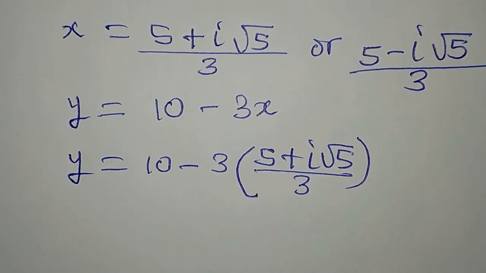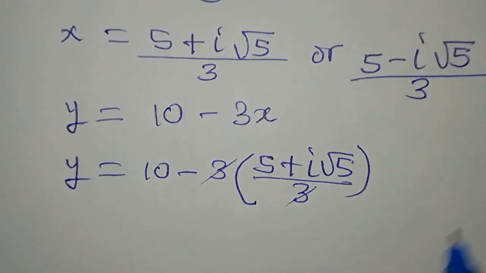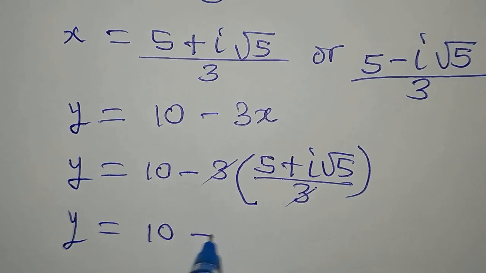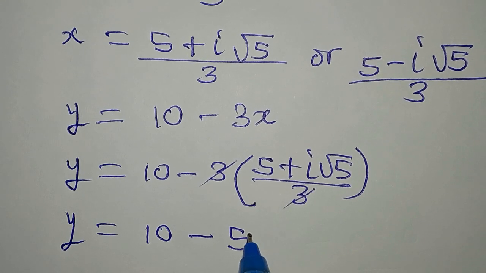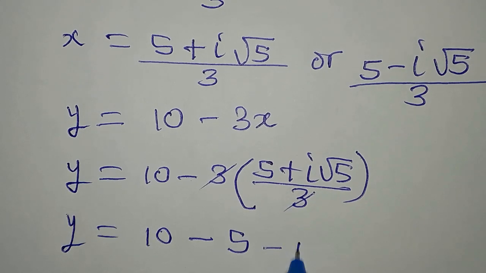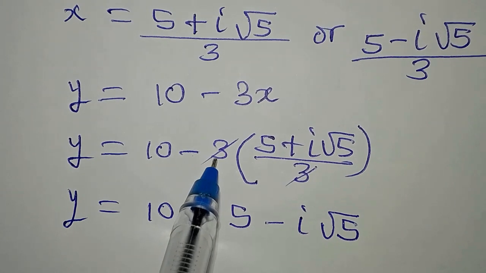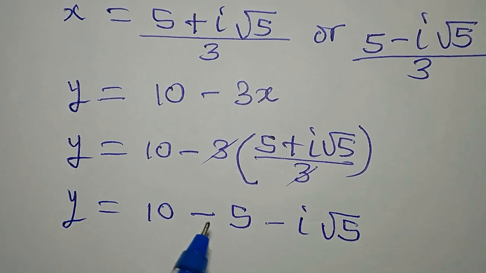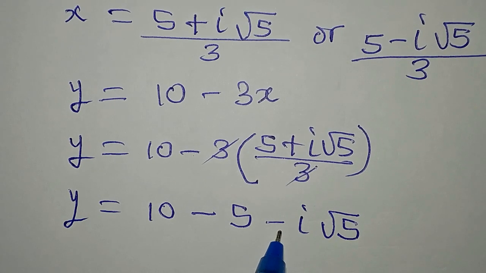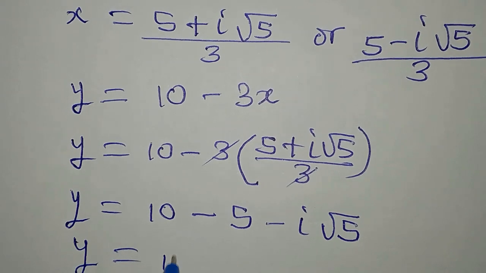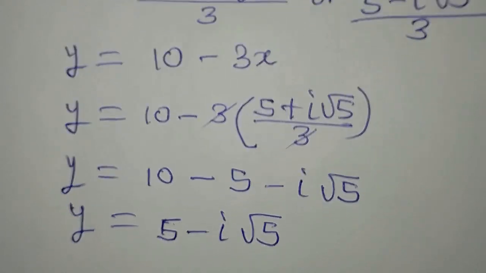Okay, so we close the bracket. But mind you, this 3 can remove this 3 since we are to multiply them. So y will now be 10. This negative will open the bracket, so we have minus 5, then minus i root 5. I will explain this better. This is going with this, right? Then we have negative times 5, we have minus 5. Then negative times this will give us negative as well. So that y is equal to 10 minus 5, which is 5. Then minus i root 5. This is what we have.